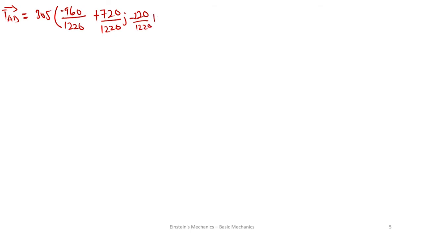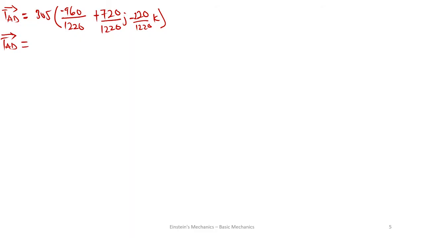Now we continue for the equation, the D. So TAD can be simplified. If you multiply the 305 through, you are going to get, or let's simplify it this way. We have a 305 multiplying this negative 960. When you punch everything under the square root, you are going to get 1220, negative 960 on 1220 for the I, 720 on 1220 for the J and negative 220 on 1220 for the K. Are we good? So we can simplify this.